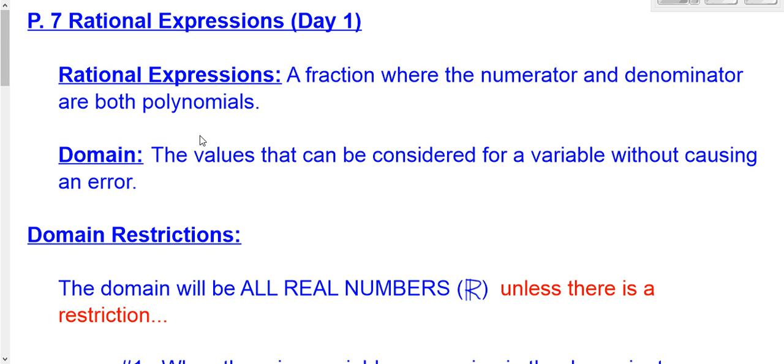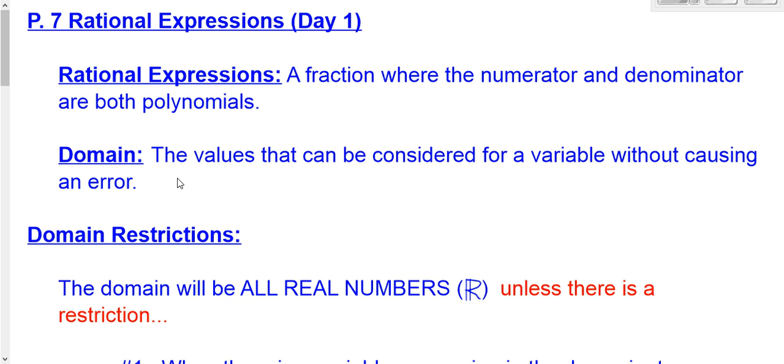This is chapter P.7, Rational Expressions, day 1. Rational expressions are fractions where the numerator and denominator are both polynomials. When we deal with rational expressions, we have to consider domain and eventually range.